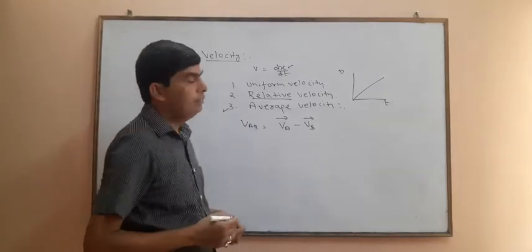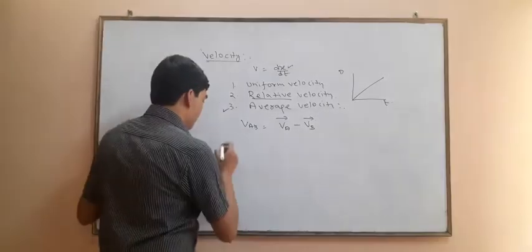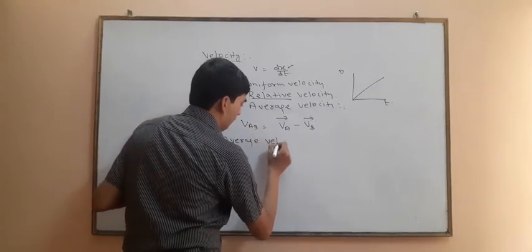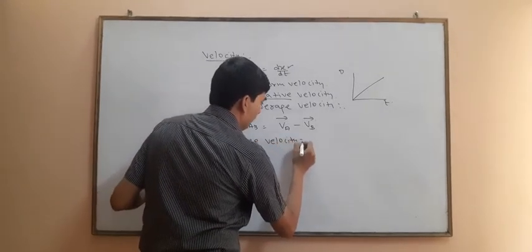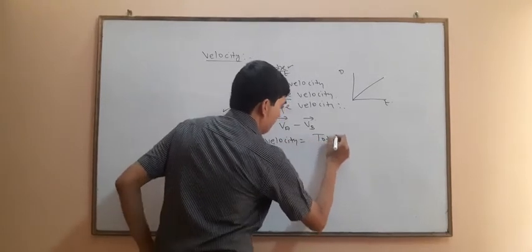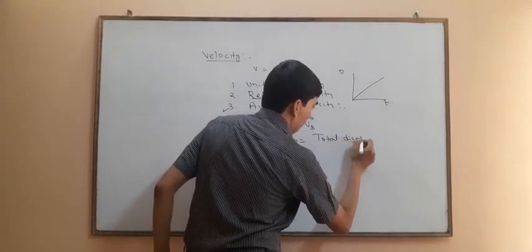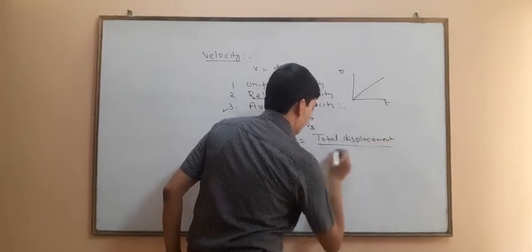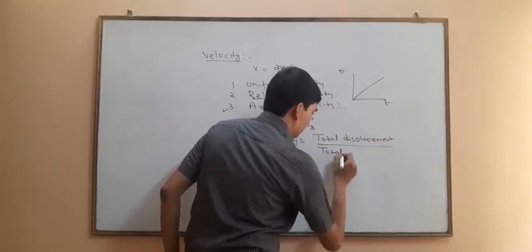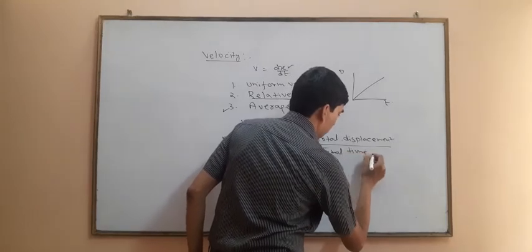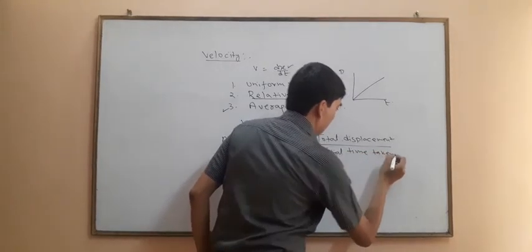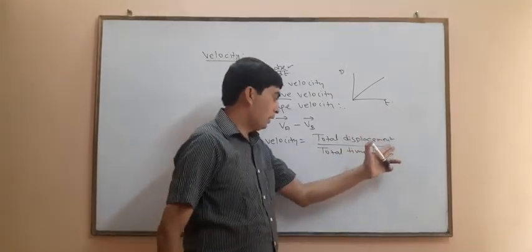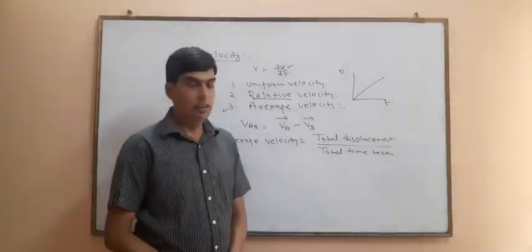Average velocity, when we talk about it, will be total displacement covered divided by total time taken. Total displacement covered by total time taken.